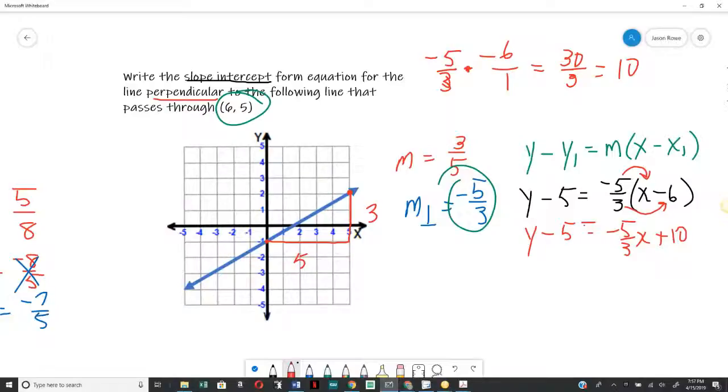And so now to get it in slope-intercept form, I'm just going to add 5 to each side. I got y equals -5/3 x plus 15. I forgot my x. There it is. So for these problems, you've got to have the slope. Once you have the slope, take the point that you're asked about, go to point-slope form, substitute, and then solve for slope-intercept form.